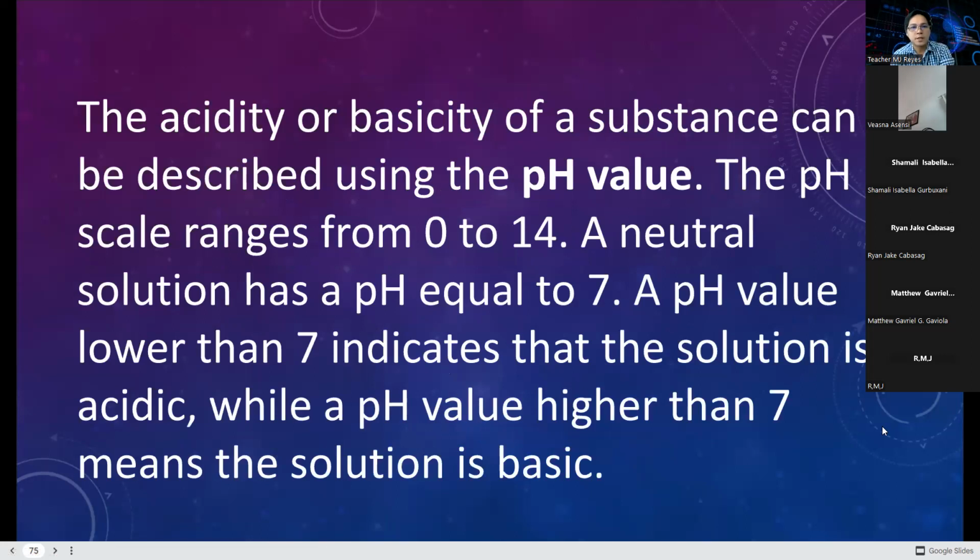The acidity or basicity of a substance can be described using the pH value. The pH scale ranges from 0 to 14. A neutral solution has a pH of 7. A pH value lower than 7 indicates that the solution is acidic, while a pH value higher than 7 means that the solution is basic. So the neutral pH value is actually 7.